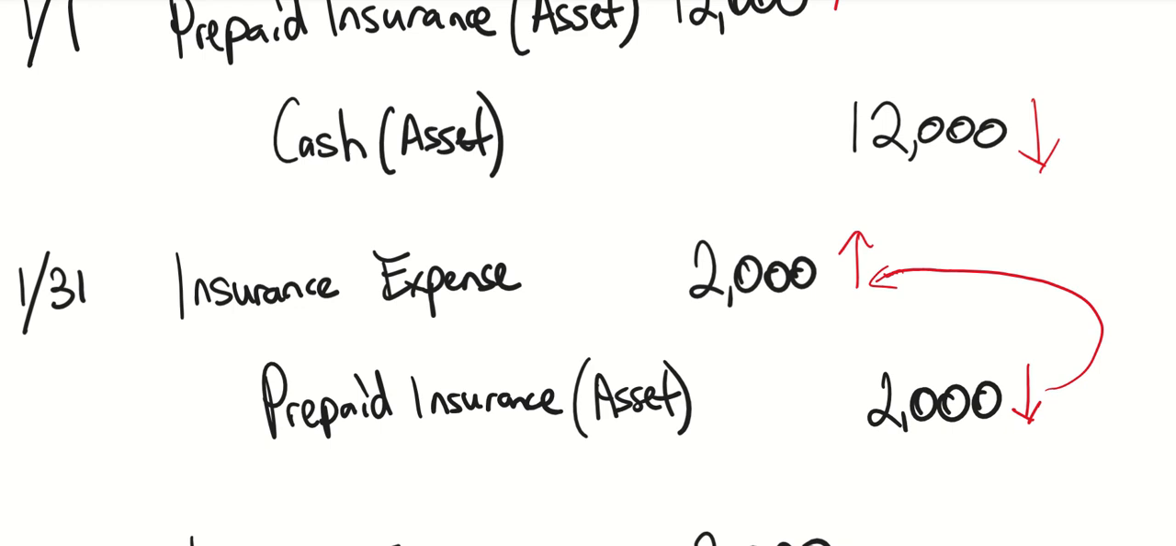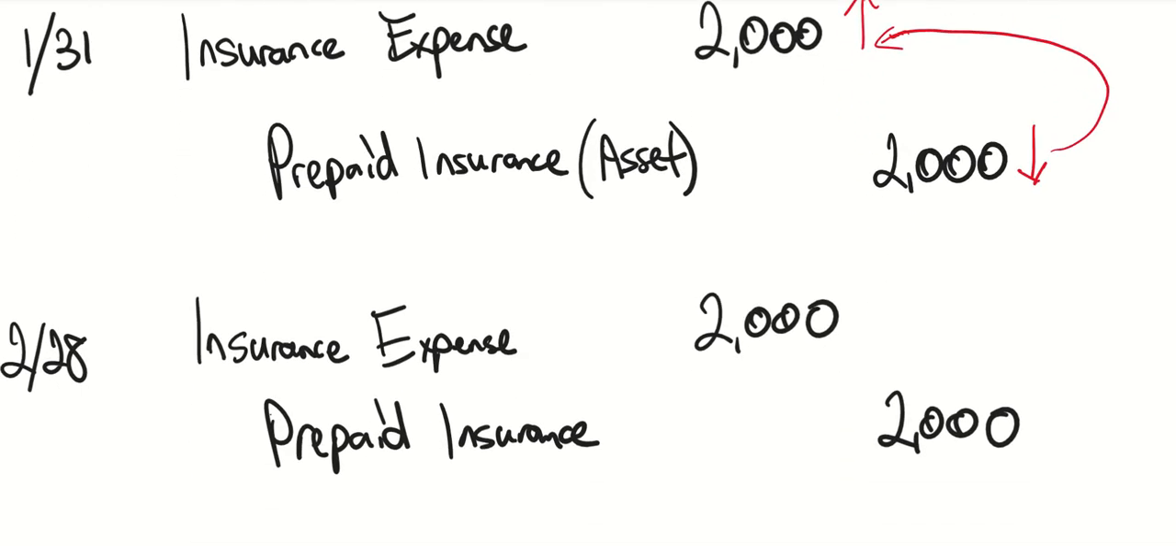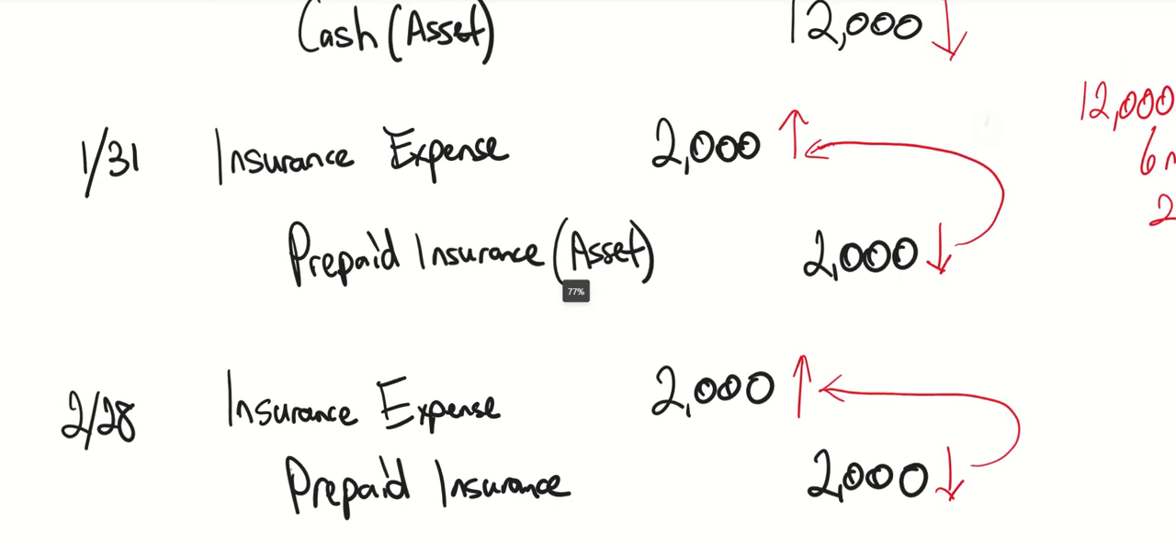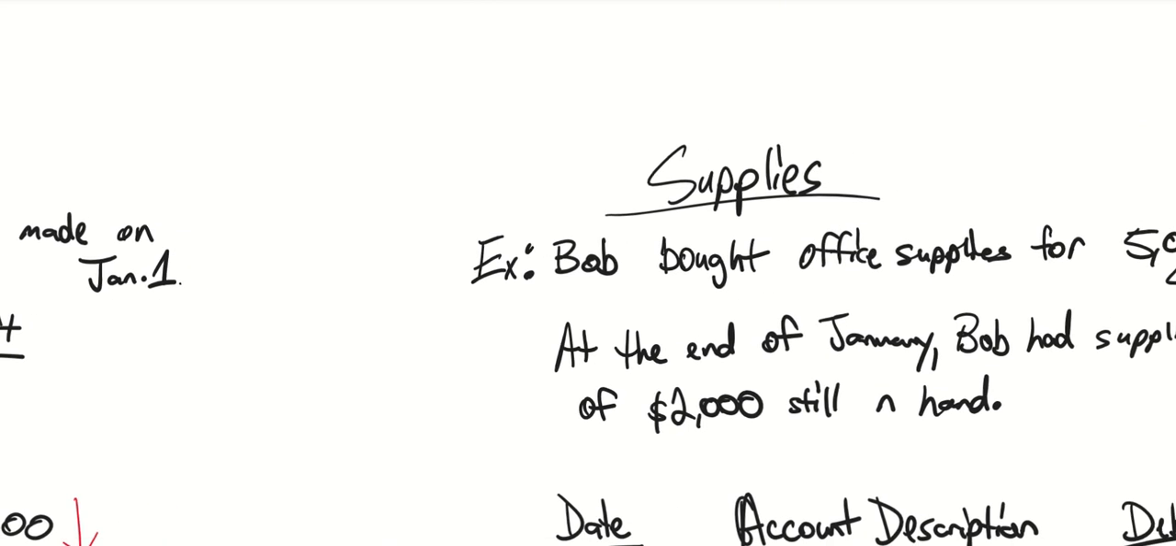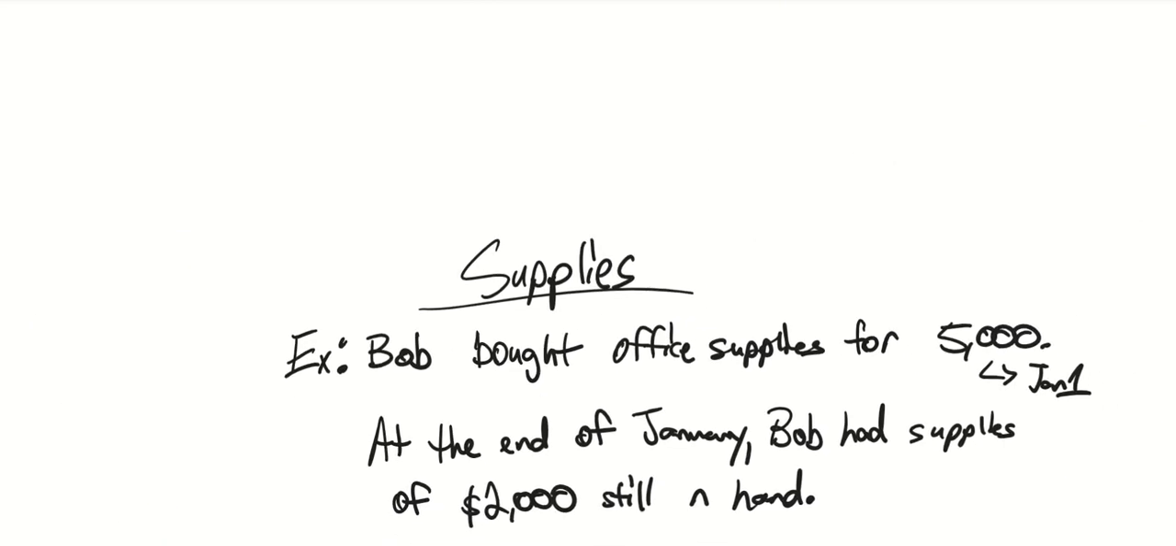Okay, so now we go to February 28th. February 28th, we see the same exact entry as the January 31st one. So insurance expense is debited for $2,000. That's increasing the balance in that account. Prepaid insurance is credited for $2,000. That's decreasing the balance in that account. All you're doing is moving that balance from the asset account into the expense account, slowly but surely. Okay? That's prepaid insurance. Now we go to supplies.